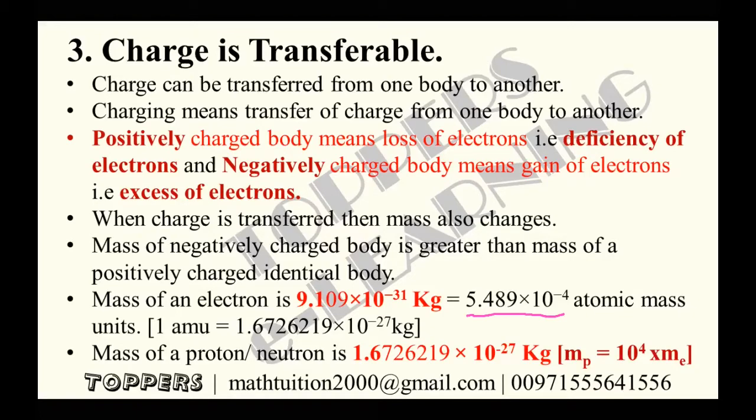If you divide the mass of a proton by the mass of an electron, it is of the order of 10⁴. It means the mass of a proton is about 10,000 times the mass of an electron. So normally, the mass of the electron is considered negligible. So when we are saying the mass of the atom, we will say the mass of protons and neutrons. Mass of electron we will neglect.